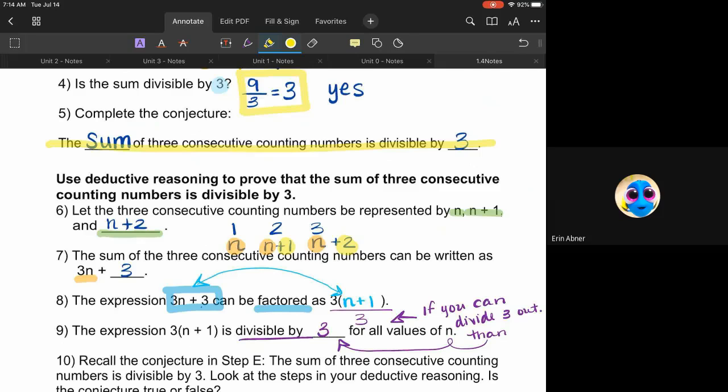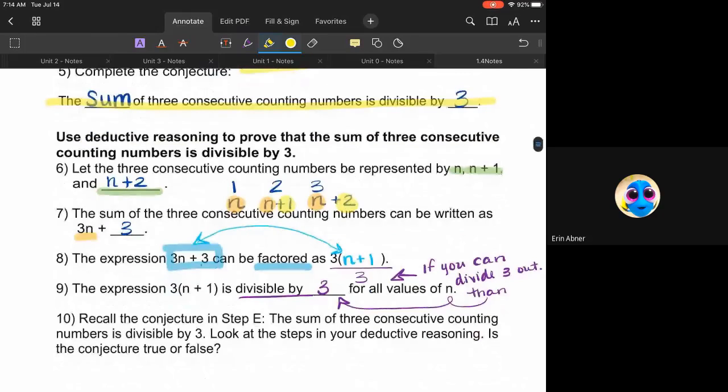Okay, so then we're going to look at all of our steps in our deductive reasoning. So we're looking at our steps here. Okay, and so we have our statement, we look at our steps, and is the conjecture true or false? So is that statement true or false? Is it always going to be divisible by 3? Well, as long as that 3 sits out front here, we can factor out that 3, then yes, it's true. So no pain, no gain, we're good to go.